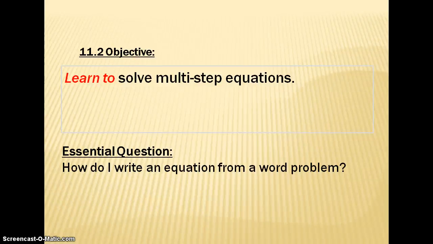Chapter 11, Section 2 will be broken into two parts. This is Part 1. Our objective for Part 1 and Part 2 will both be to learn to solve multi-step equations. And our essential question, how do I write an equation from a word problem? We'll be tackling the word problem portion in Part 2. Part 1 will just be an introduction into solving multi-step equations.